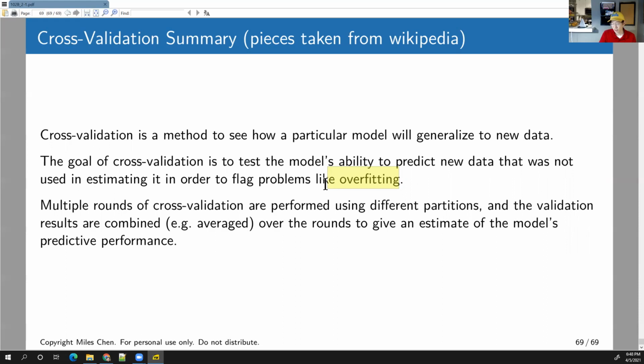We run multiple rounds of cross-validation using different partitions, and the validation results are combined and averaged over the rounds to give an overall estimate of the model's predictive performance. It's a useful feature, and I have you run a few exercises in your homework.